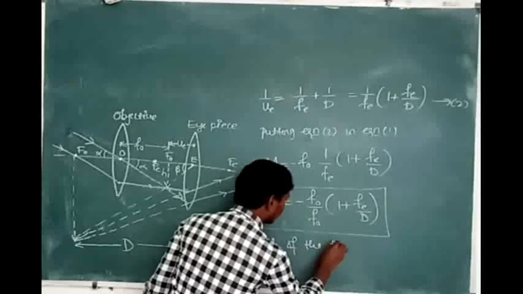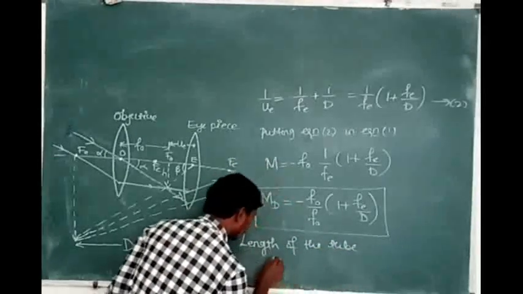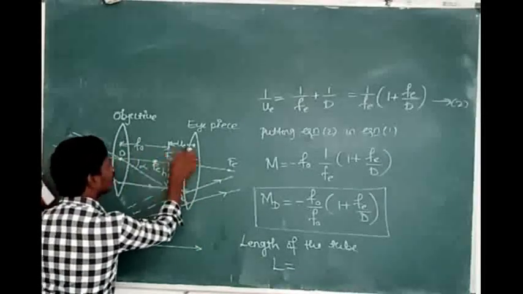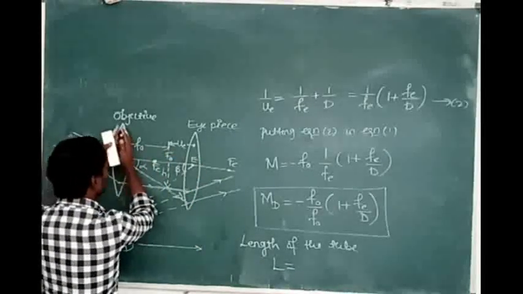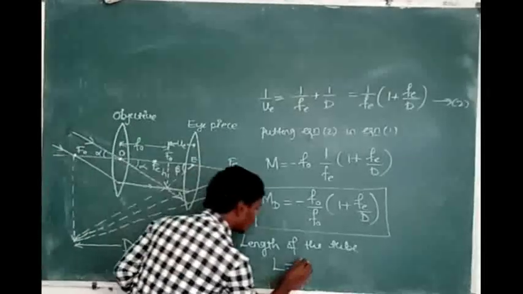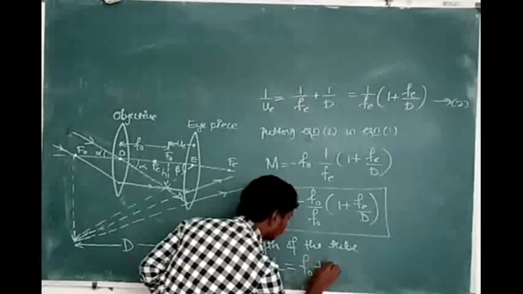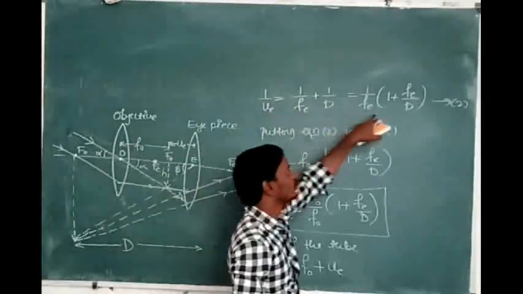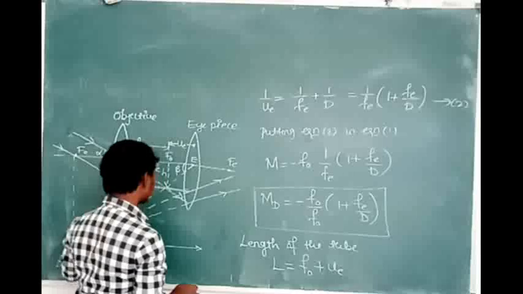Length of the tube can be 10x. That is, L, the length of the tube, can be written as FO plus UV. That is the separation between objective lens and eyepiece: FO plus UV. But what about UV? By using this formula we are going to find UV. So UV is nothing but here.